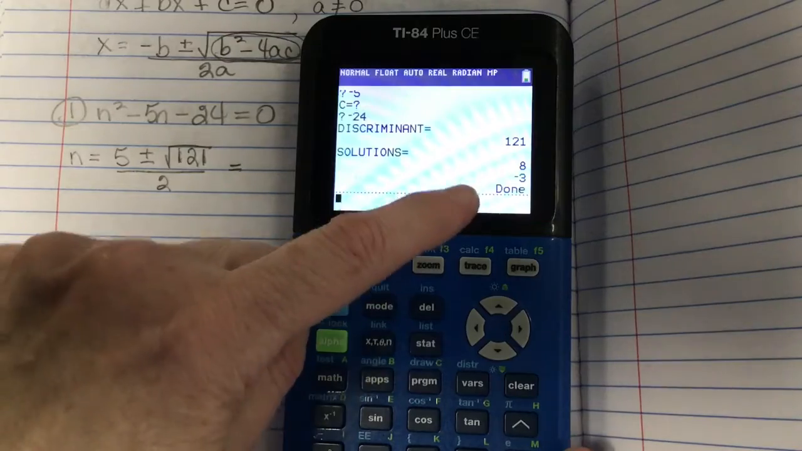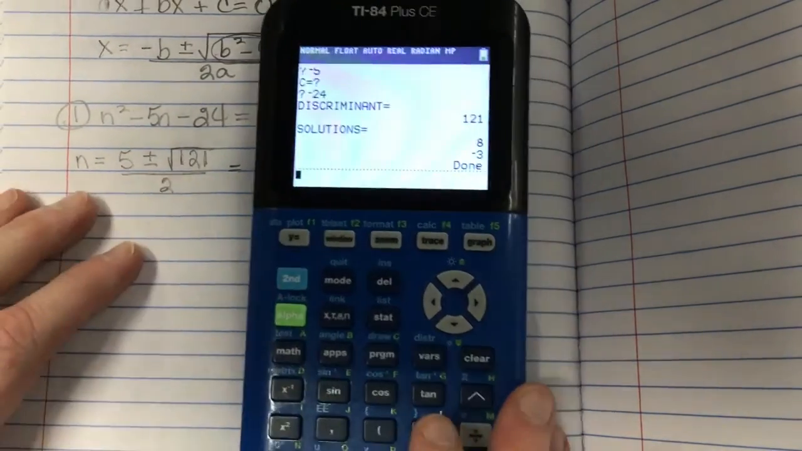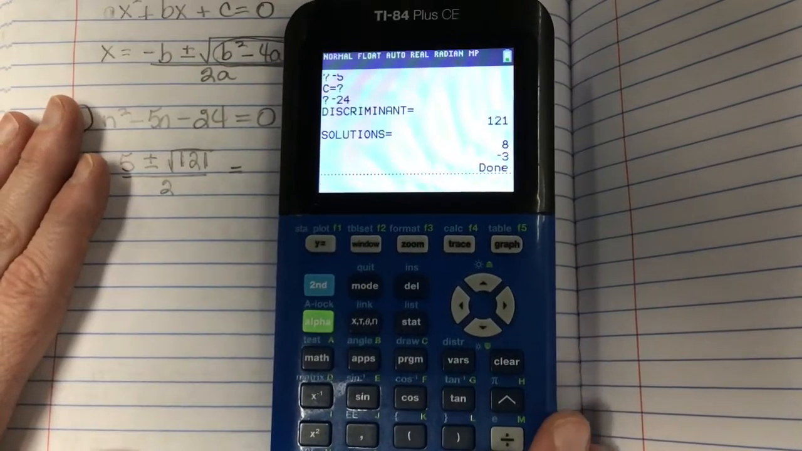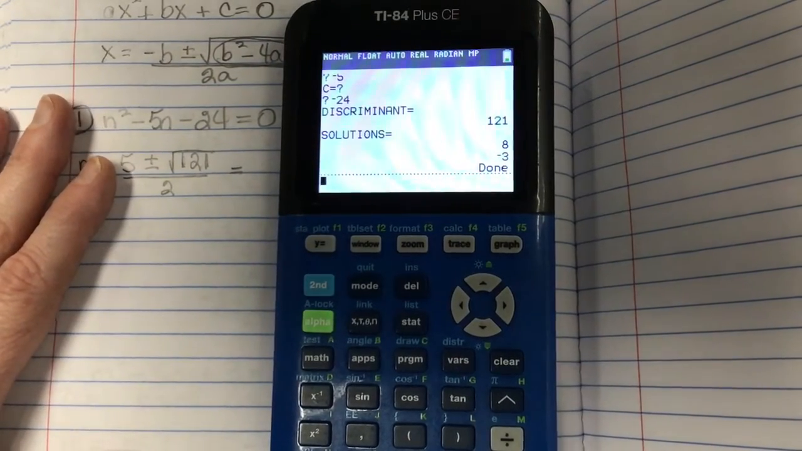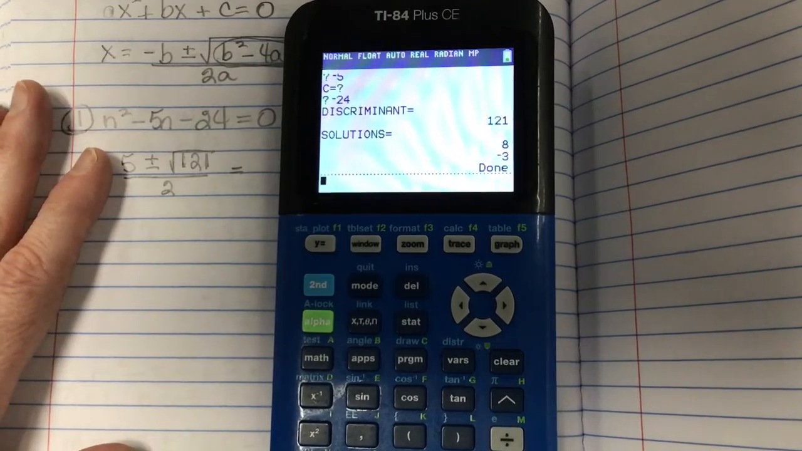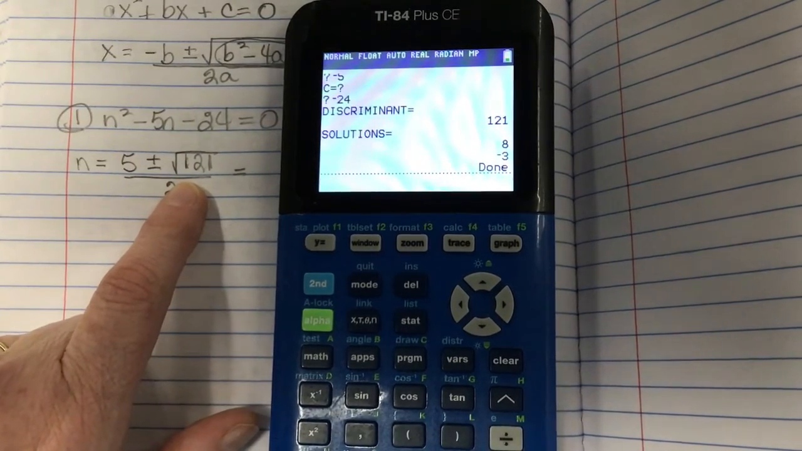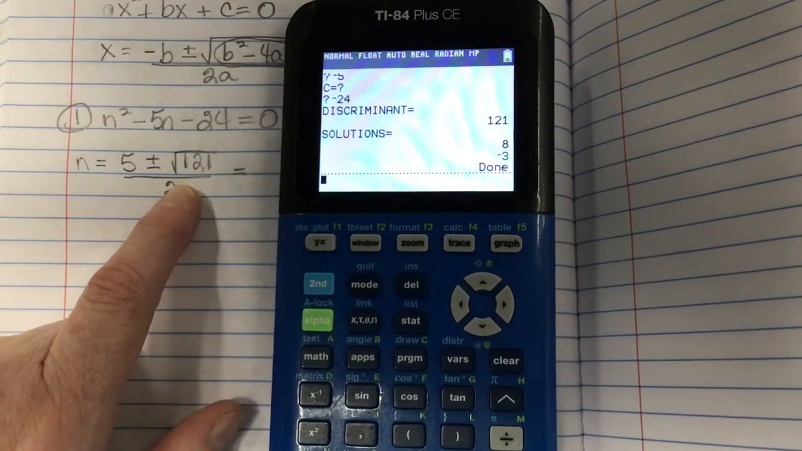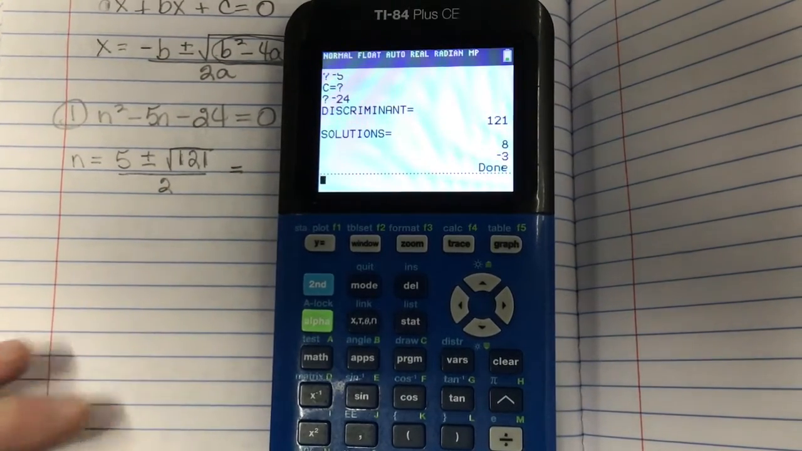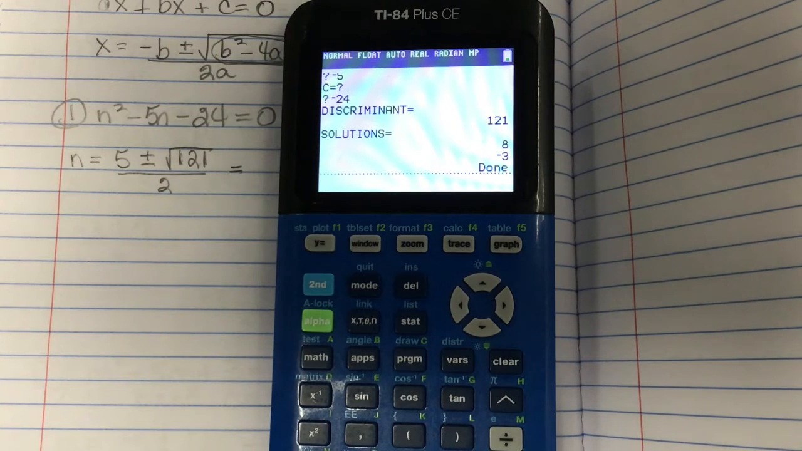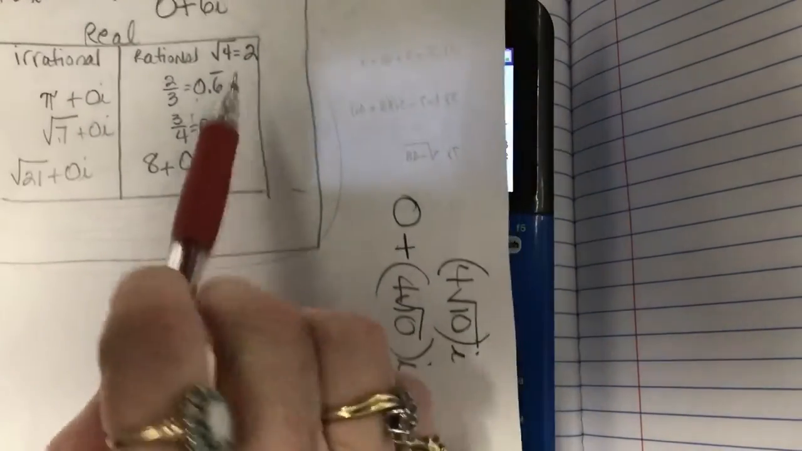Now, why did the answers come out to be nice, pretty answers? What part of this makes it nice, rational answers? Do you have an idea? It's right here. Is 121 a perfect square? What's the square root of 121? 11. Yeah, it's 11. If it's a perfect square, you're always going to get nice, rational answers. So that's a big thing: if you just know the discriminant, you already know whether they're going to be rational answers. Rational, remember, I kept my little map out, is always going to be over here.